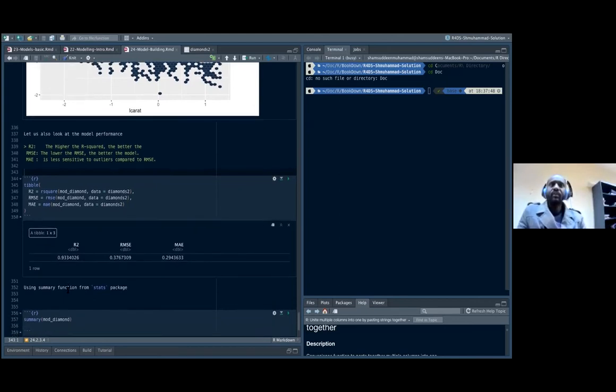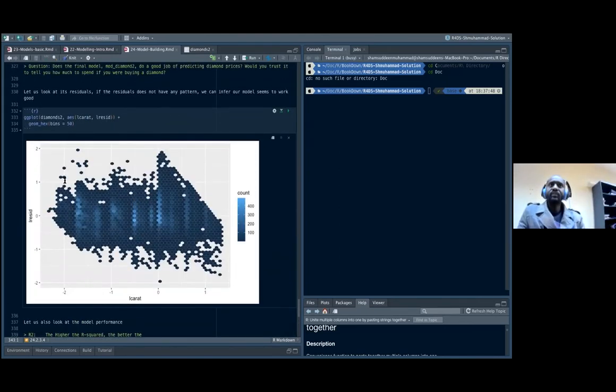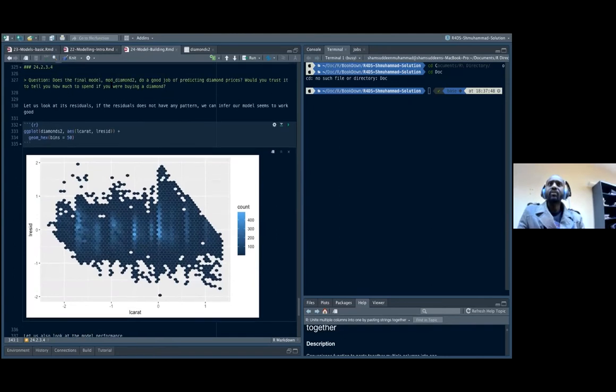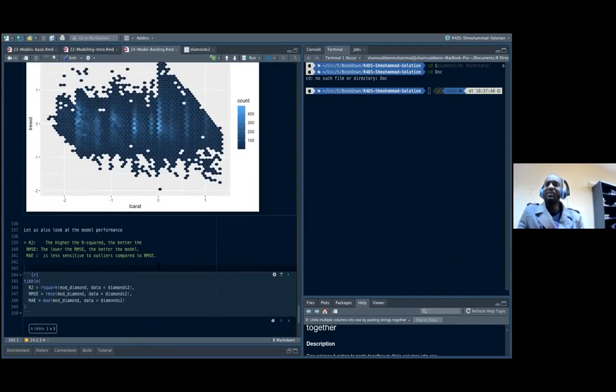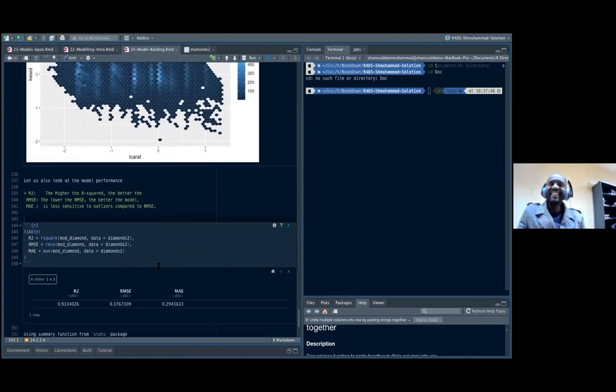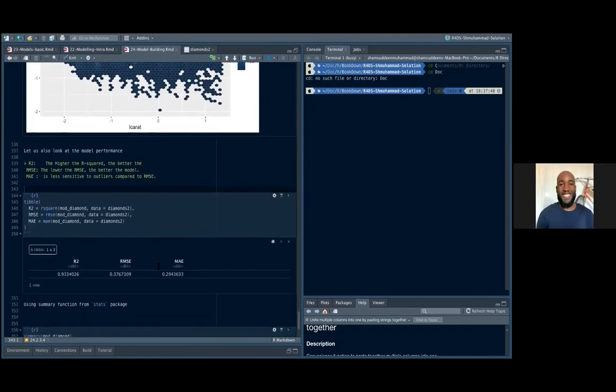Right. So this is what the question is asking us. Does the final model do a good job of predicting diamond price? Will you trust it to tell you how much you spend in your buy? So, Alan, it means you will trust this model. If that's all I have, yeah, sure thing.